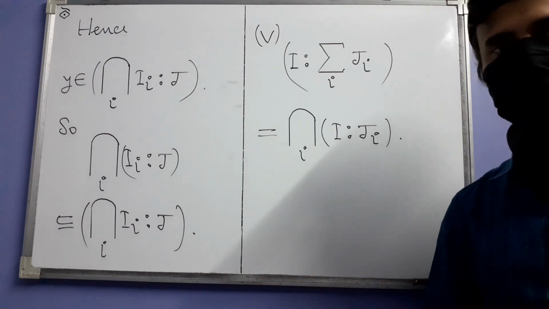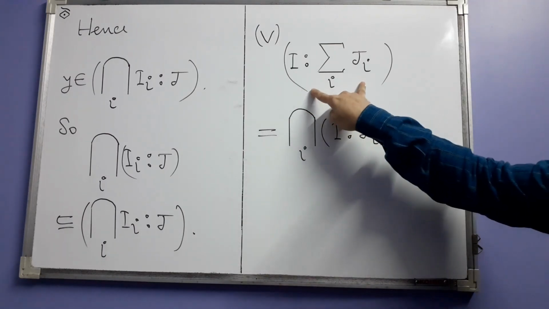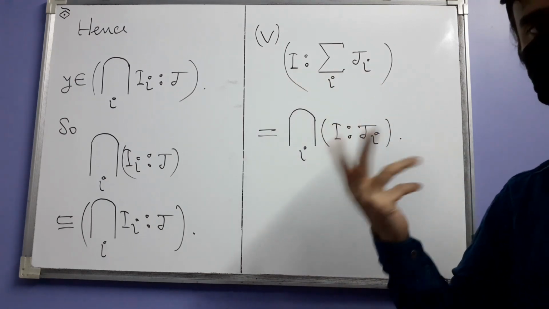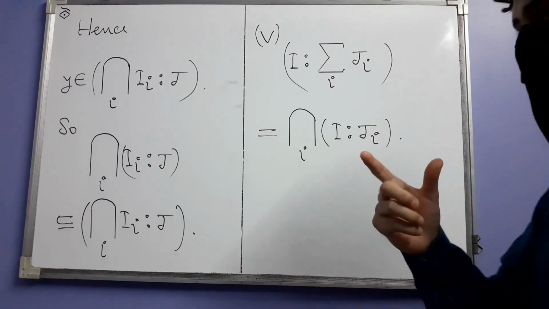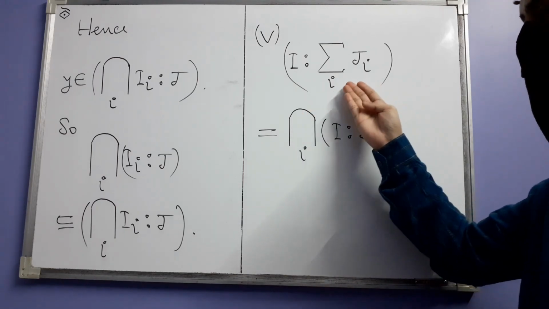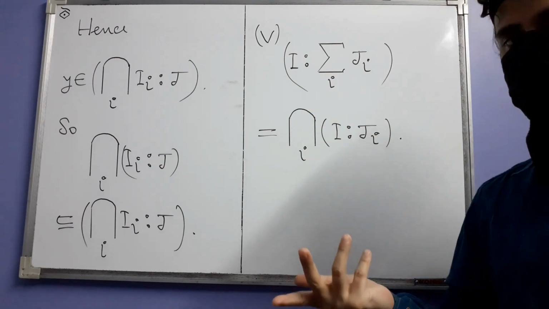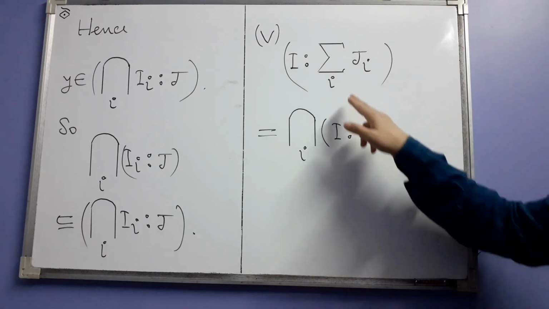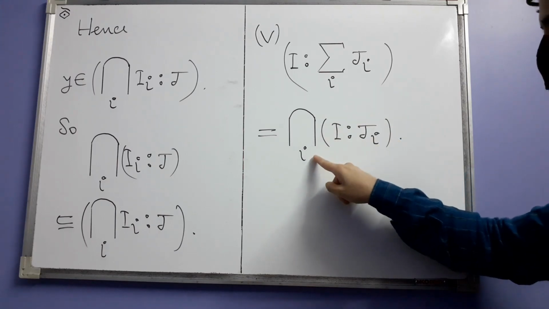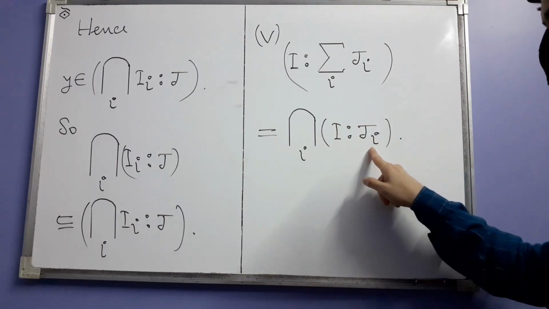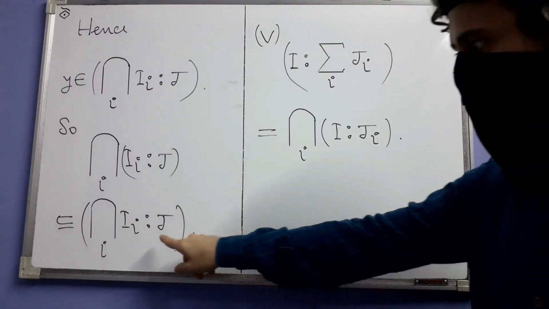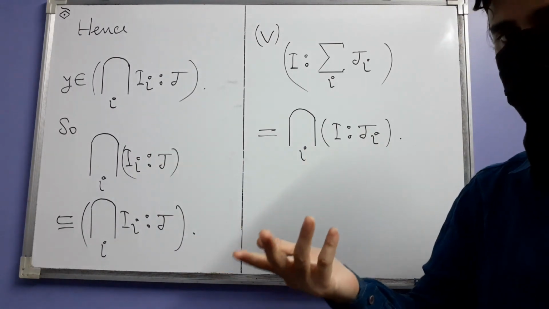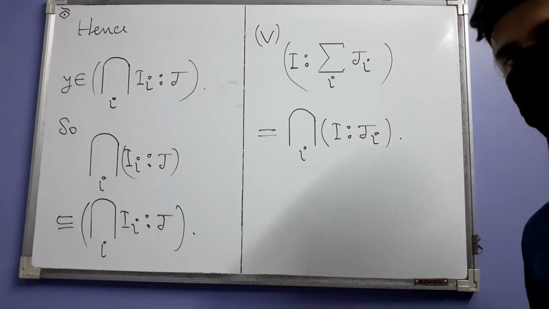So this is part 5. In part 5 we have this ideal quotient where the first ideal is I and the second ideal is this sum of some ideals J_i. Note that unlike product of ideals, when you consider sum of ideals, infinitely many ideals may be involved. You already know the definition. So that will be equal to the intersection of these ideal quotients. This is slightly different from this one. Here the first ideal was changing, here the second ideal is changing.